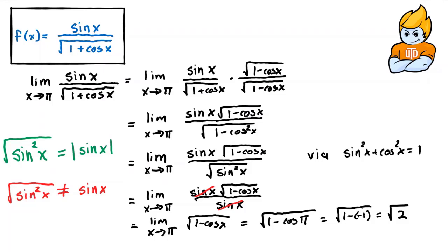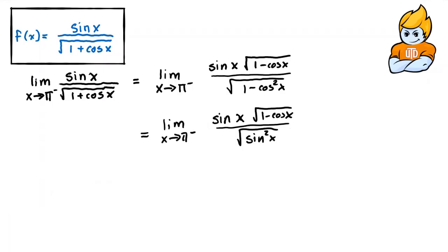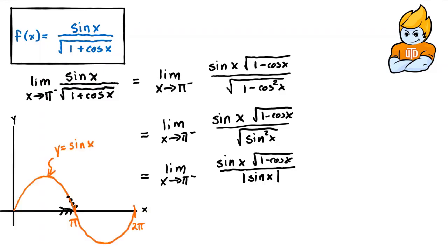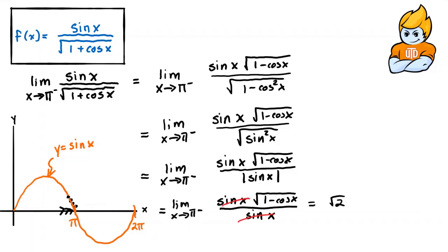And this time we're going to compute the one-sided limits. We're going to let x approach pi from the left, and then we would again multiply by the conjugate in order to get a sine squared underneath the square root, but this time we correctly simplify the square root of sine squared to the absolute value of sine. Looking at a graph of sine of x, we see that as x approaches pi from the left, sine is positive. This means that the absolute value of sine is just sine. We cancel the sines and evaluate the limit directly to get square root of 2.